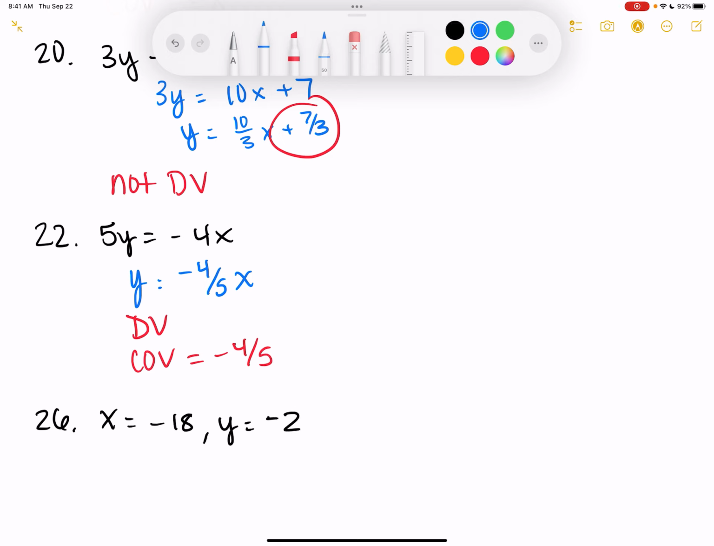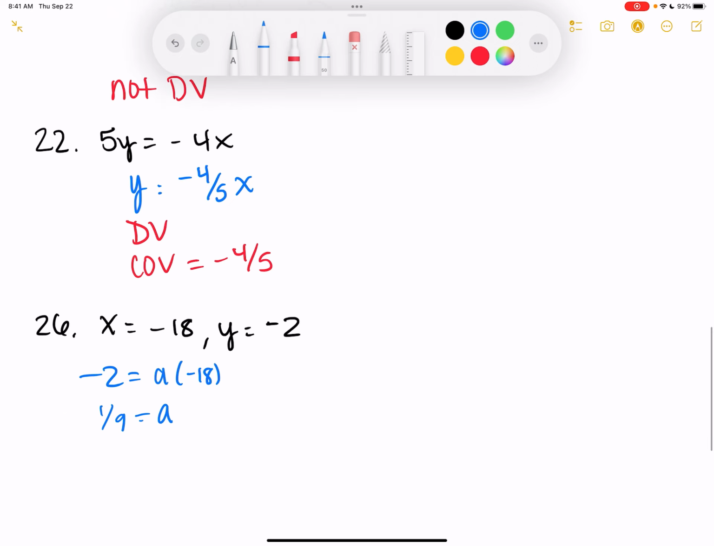So how do I start? -2 equals a times -18. So that means a is going to be 1/9. So my direct variation equation is what? Y equals 1/9 x.